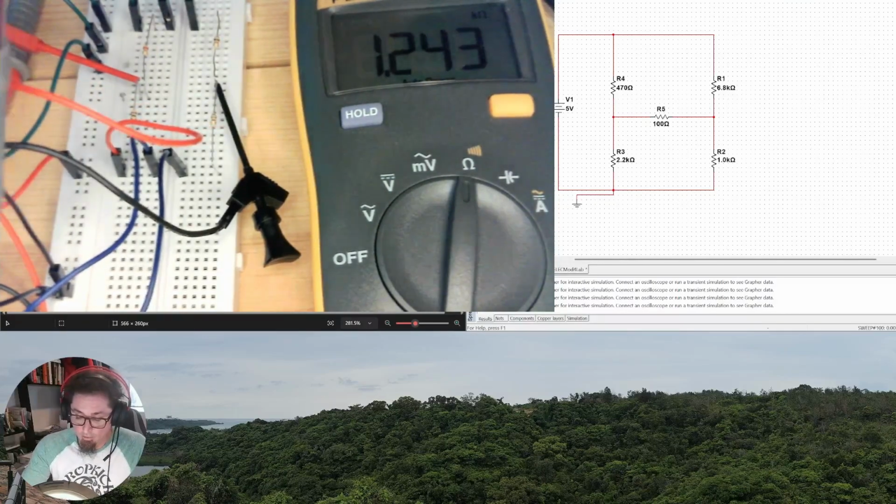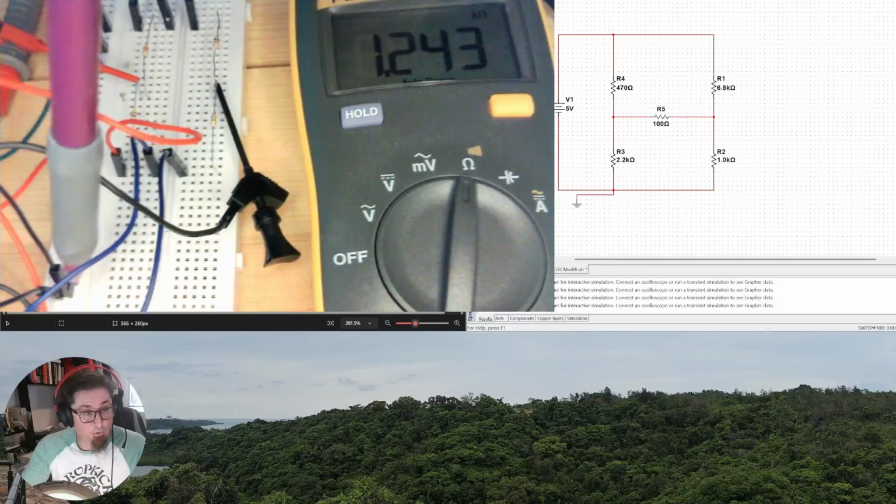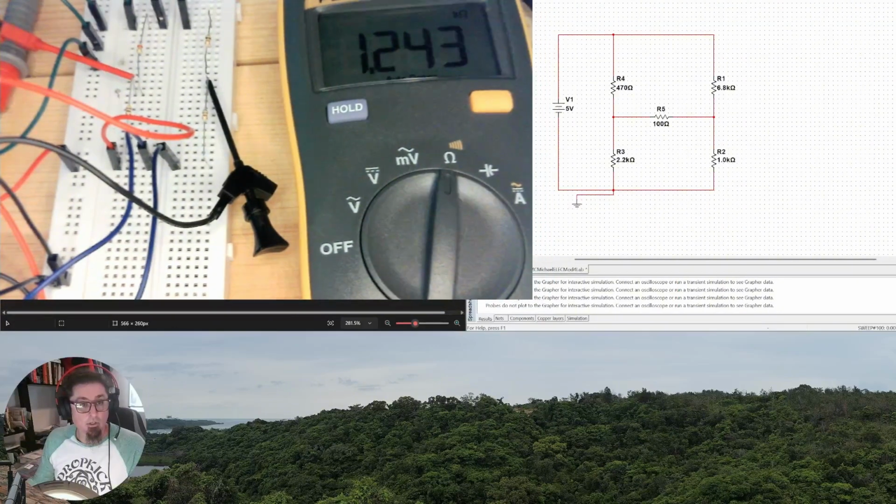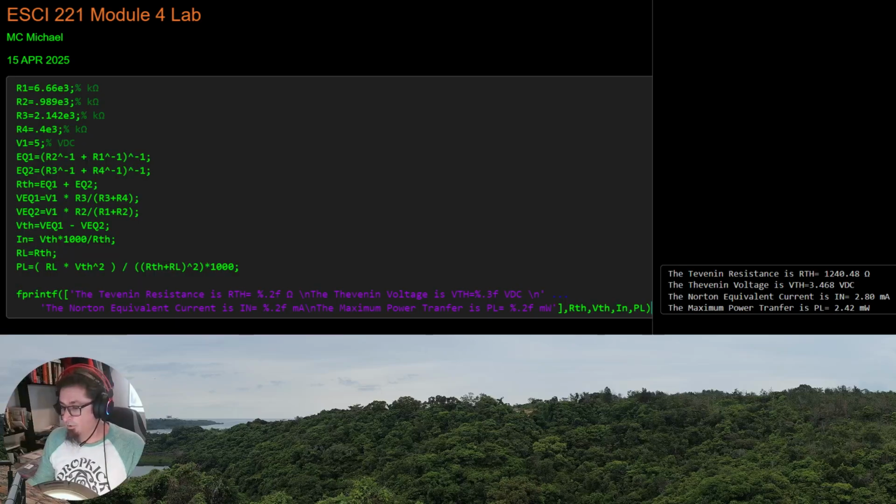Notice I currently have the power, instead of it going to power, it's just shorted across there. So we end up with a circuit like we had earlier of our Thevenin where this was removed and we're reading across this. Now let's go ahead and plug those numbers into MATLAB, have our actual numbers put in, and we have resistor 1 being 6.66 kiloohms, R2 being 0.989 kiloohms, R3 being 2.142 kiloohms, and then the final one being 0.461 kiloohms.